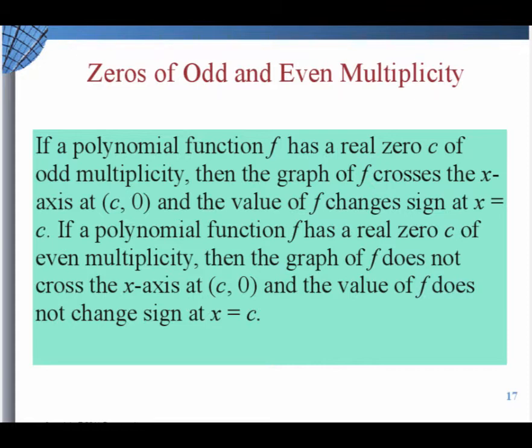So basically what this is saying is that if a function has a real zero of odd multiplicity, then the graph is going to cross the x-axis at that zero. And if the function has a real zero c of an even multiplicity, then the graph is not going to cross the x-axis. It's going to touch the x-axis and head back the other direction because the function does not change value.